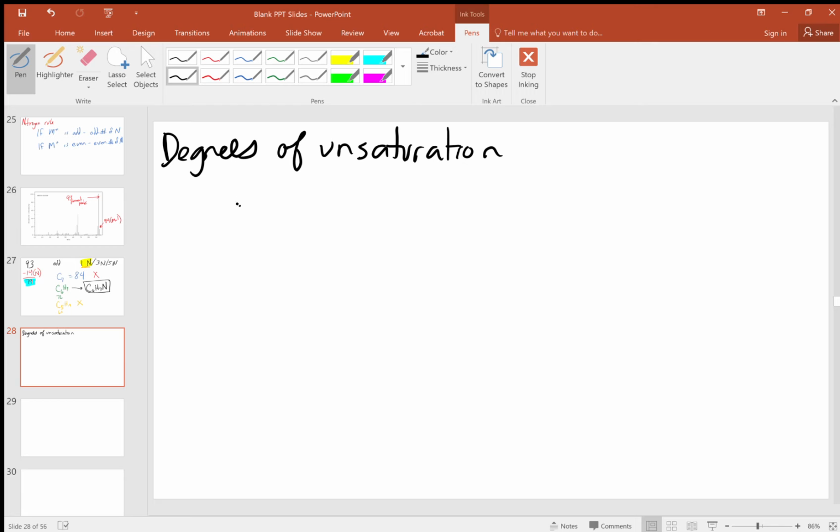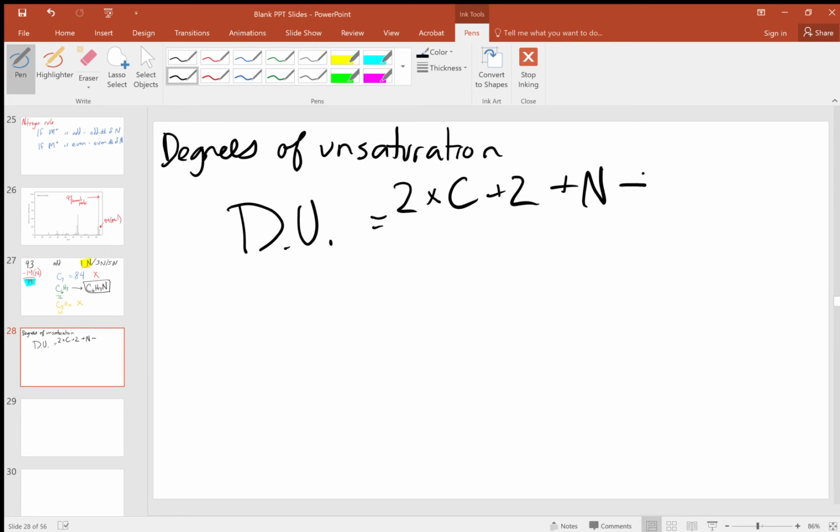So when we have a chemical formula, we can calculate the degrees of unsaturation as being equal to 2 times the number of carbons plus 2 plus the number of nitrogens minus the number of hydrogens minus the number of halogens, divided by 2.